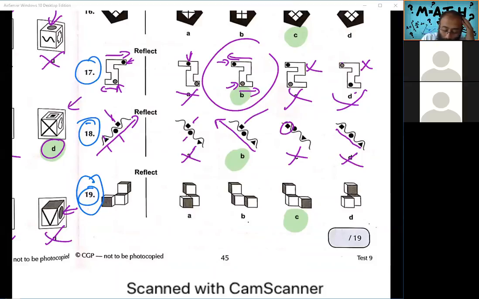Square on the top, square on the top. Circle on the bottom, circle on the bottom. Triangle facing up, job done.